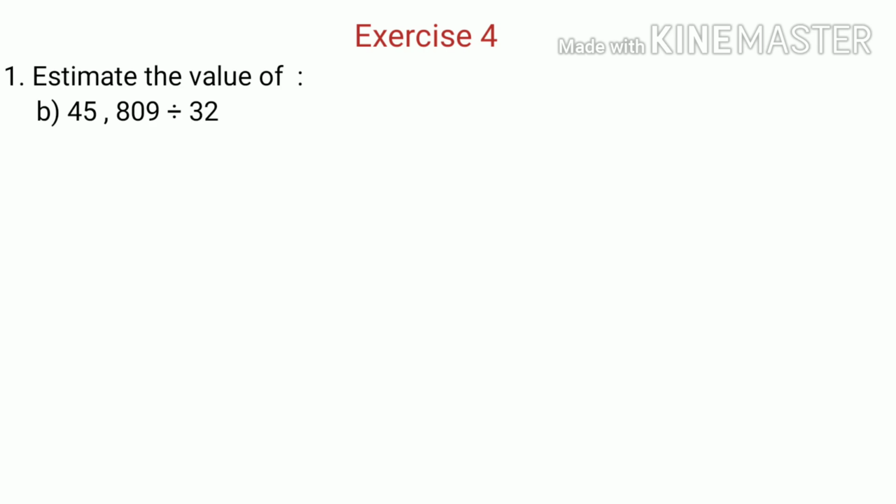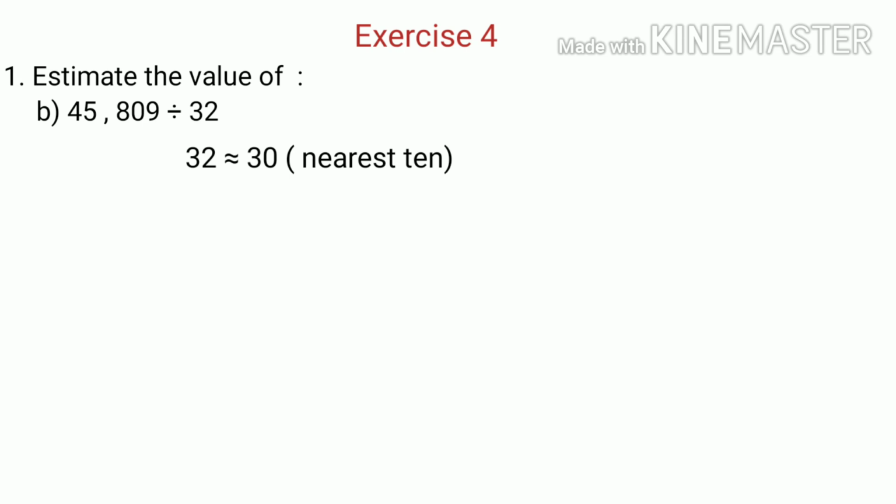Let's solve question number 1b of exercise 4. Question number 1b is estimate the value of 45,809 divided by 32. Here we first round off 32 to the nearest 10. When we round off 32 to the nearest 10, we get 30. Now we will round off 45,809 to the nearest multiple of 30.